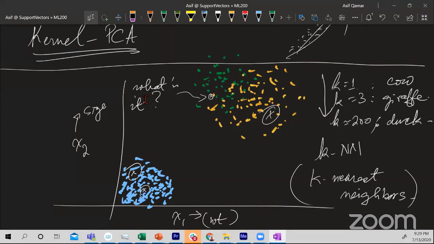Is K the number of neighbors? K the number of neighbors, yes, indeed. Thank you for asking that. If I didn't clarify that, K is the number of neighbors. So it is the hyperparameter in this model.